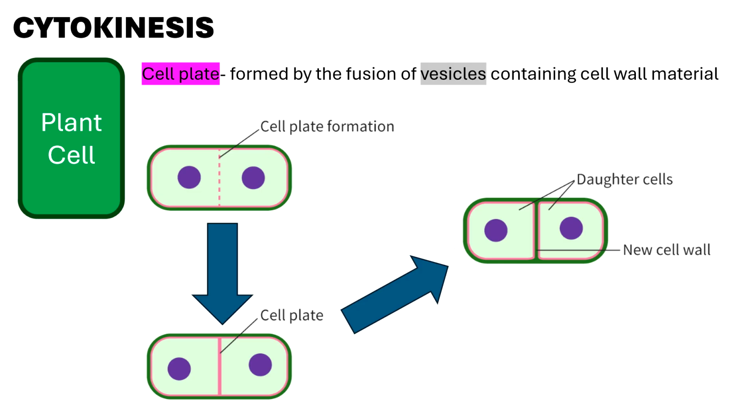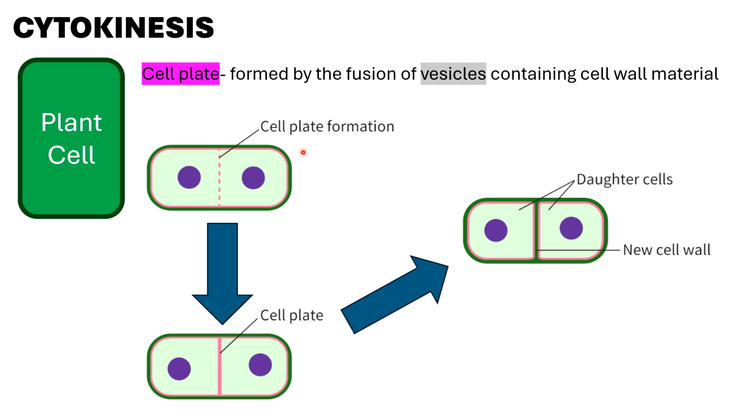Moving on to cytokinesis, but this time in plant cells, okay? We're still looking at eukaryotic cells because plants and animals are both eukaryotes. The differences here: there's no cleavage furrow, no contractile ring. There's a cell plate, which is formed by the fusion of vesicles containing cell wall material. Okay, it forms like a mini cell wall in the middle of the cell plate.